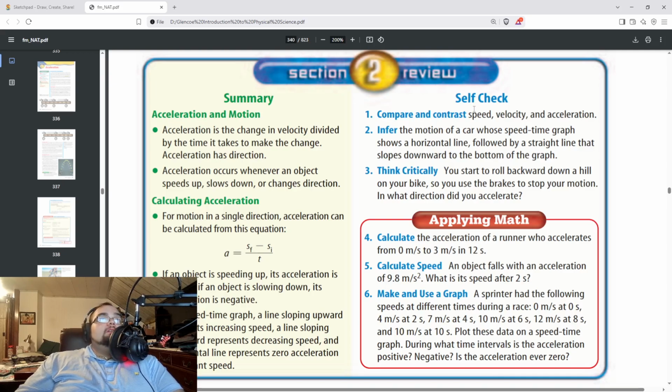So we want to compare and contrast speed, velocity, and acceleration. Pause the video if you think you can answer it. Okay, so speed is distance over time. Velocity is speed with a direction, so distance, time, and a direction. And acceleration is a change in velocity, so either a change in direction or a change in speed over time. All right, does that make sense?